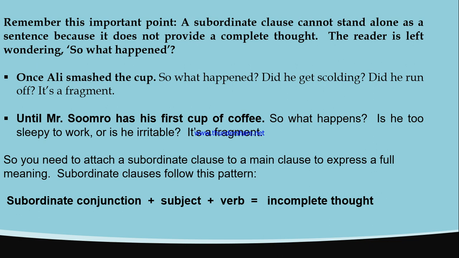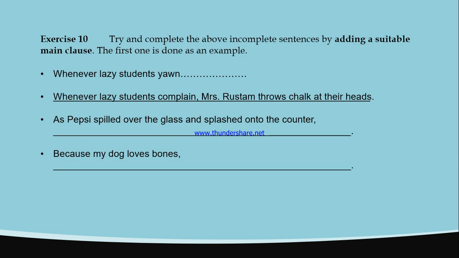So you need to attach a subordinate clause to a main clause to express a full meaning. Subordinate, the dependent clause, and the main clause is the independent clause. When you join both and make a sentence, that would give you a complete meaning. Subordinate conjunction plus subject plus verb is equal to incomplete thought. Got it?